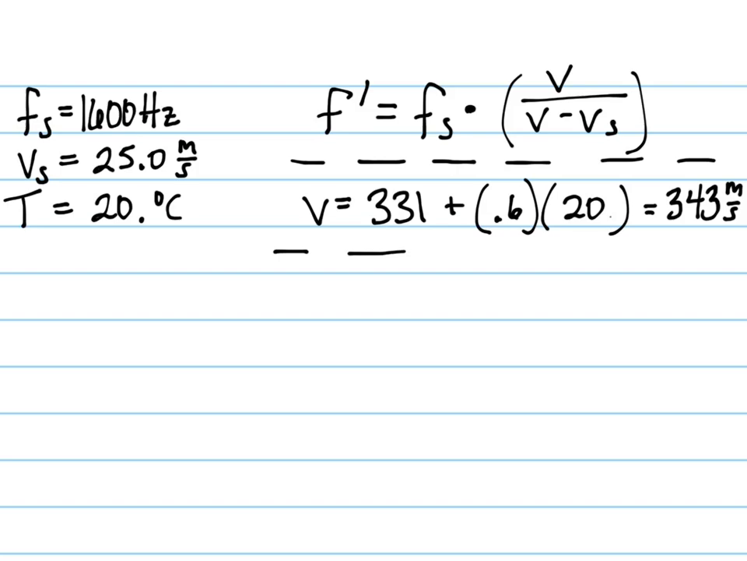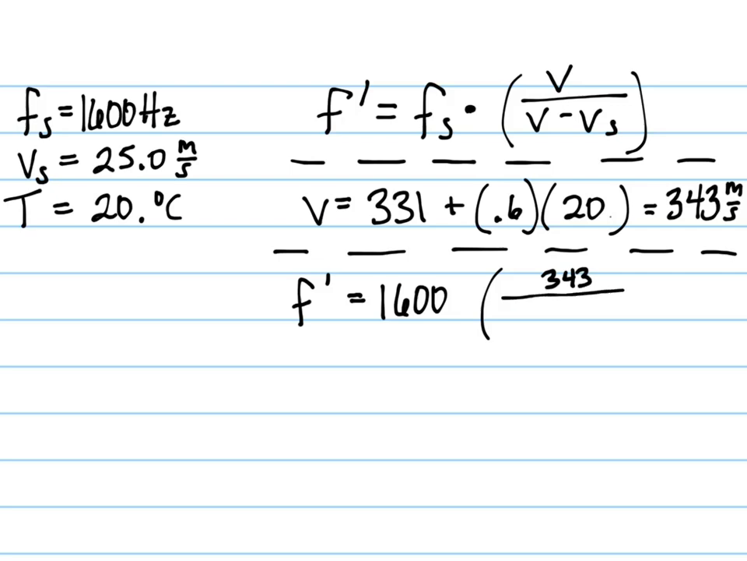Now I can take that speed and use that in my Doppler effect equation to find the adjusted frequency, where I'll plug in my original frequency of the source, 1600 hertz, times the speed of sound on top, so just V by itself is going to be 343 meters per second, over 343 minus 25.